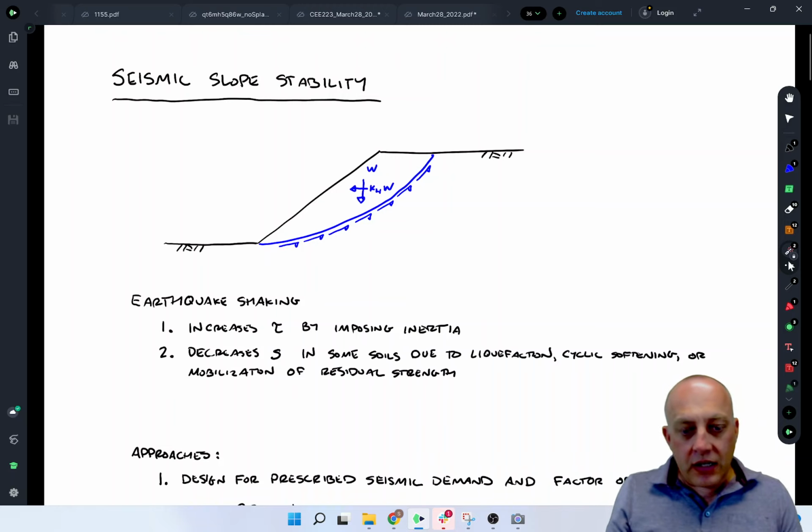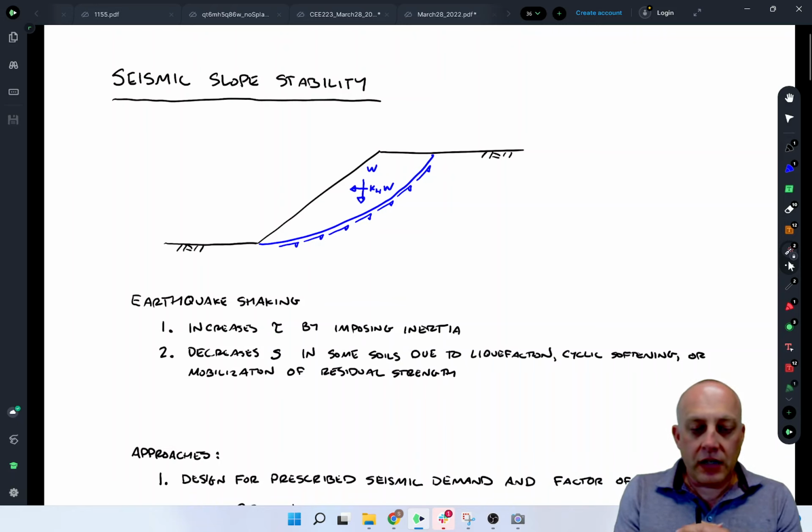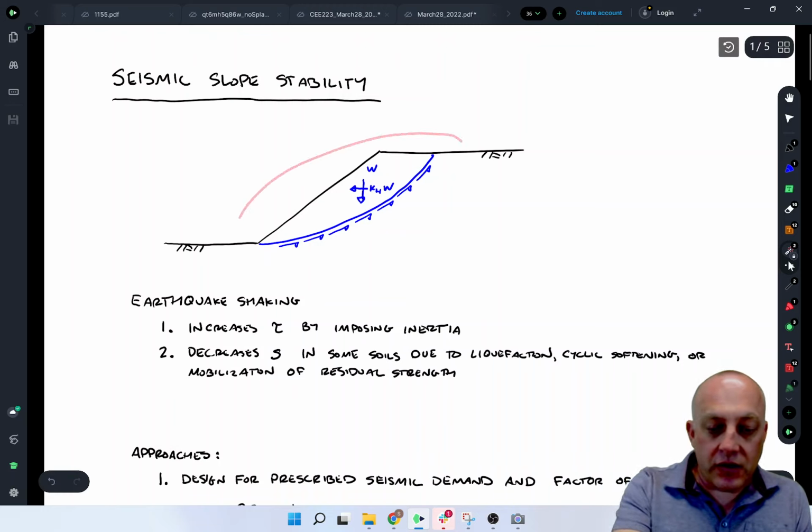Seismic slope stability is about either computing a factor of safety under some kind of seismic loading condition and making sure that factor of safety is high enough, or computing a displacement and figuring out if that slope displacement is tolerable. So for example, here's a slope.